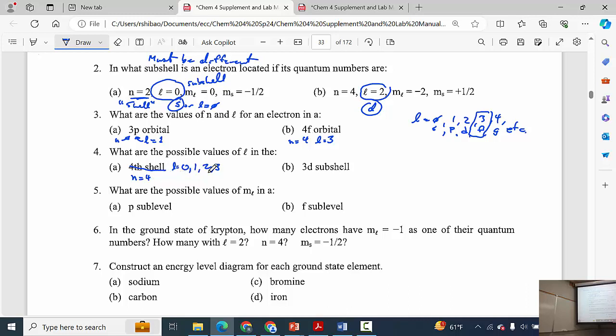When n equals 4, then I have four possible subshells. I have the s subshell, 0, the p subshell, 1, the d subshell, 2, and the f subshell, 3. Okay, now if I'm in the 3d subshell, then I only have one L value possible, and that's L equals 2. L equals 2 is d.